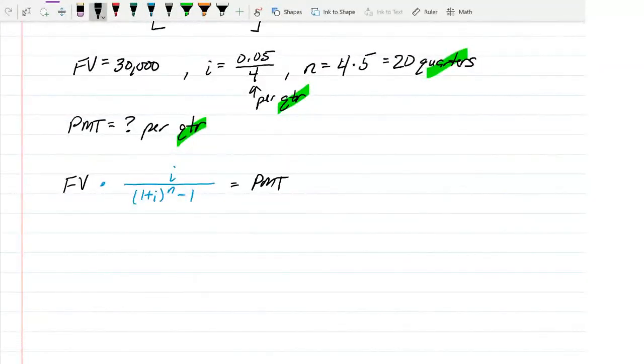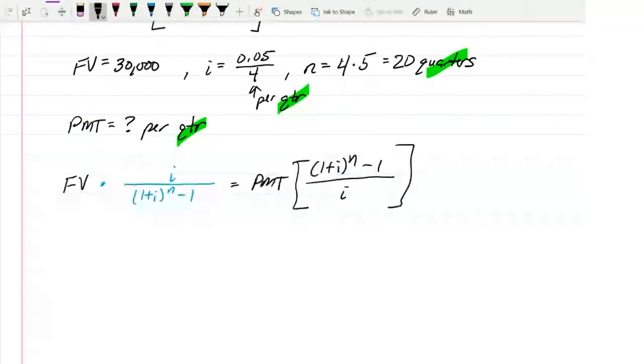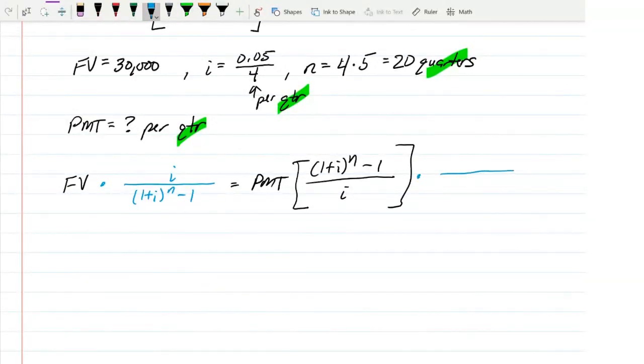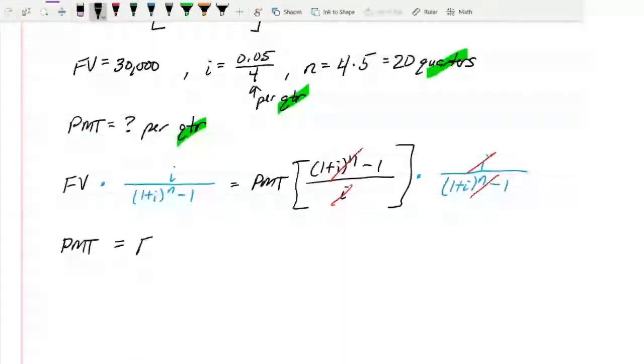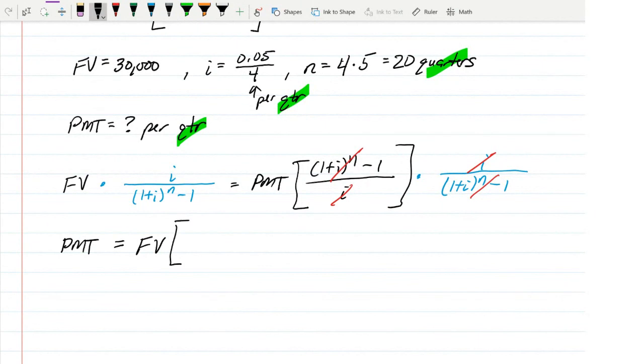Equals PMT times the original fraction, 1 plus I to the n minus 1, all over I. And if I multiply it times the reciprocal fraction, I over 1 plus I to the n minus 1, do you see how it completely cancels out? The top part cancels out, the bottom part cancels out. And it leaves me PMT on one side of the equation. I flipped it around because I'm looking for PMT equals future value times the reciprocal fraction.